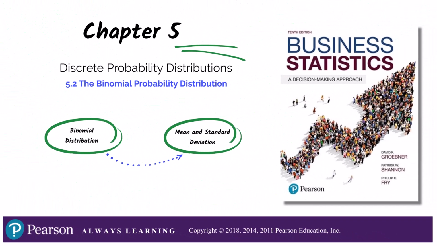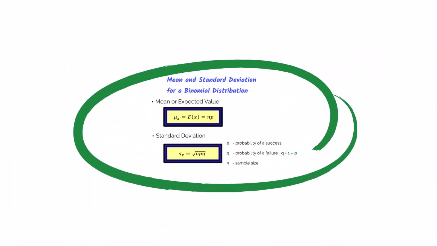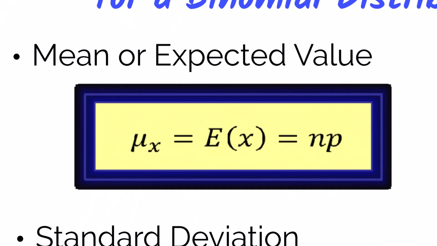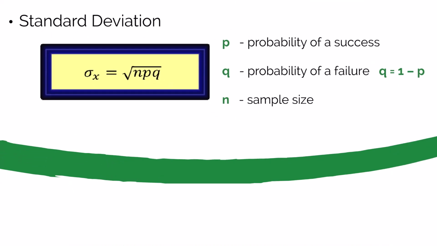So let's wrap this up and talk about the mean and standard deviation for a binomial distribution. The expected value, or mean, in a binomial distribution is simply n times p. N is our sample size, or the number of trials, and p is the probability of success. The standard deviation is n times p times q, and then we take the square root of the whole thing. So we're going to take our sample size multiplied by the probability of success times the probability of failure and then take the square root. So let's do a practice problem.